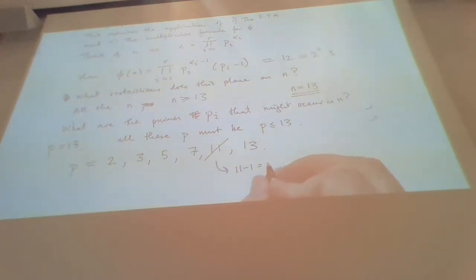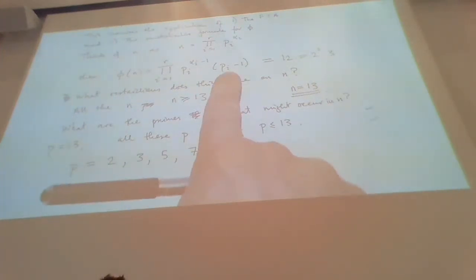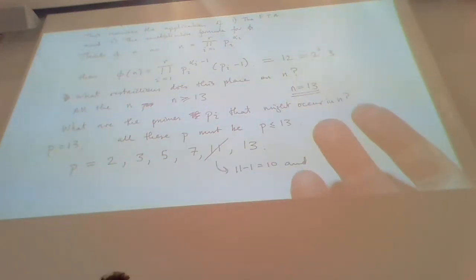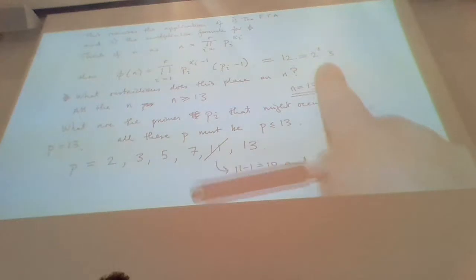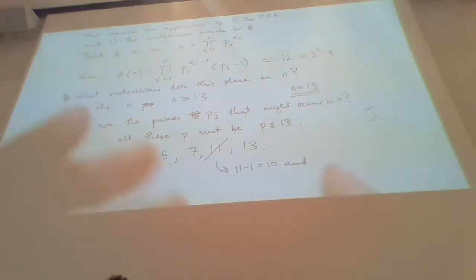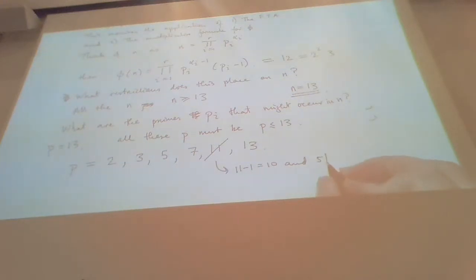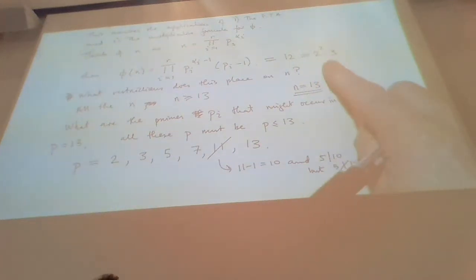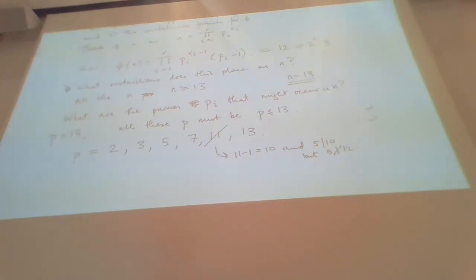Because 11 minus 1 equals 10, and that's going to have to be sitting here in a product that's equal to 12. Well, that's impossible. It's impossible because it's got a 5 in it, doesn't it? 5 is a prime dividing 10, but 5 does not divide 12. We don't see it in the prime factorization over here. So all these times, we're using the fundamental theorem of arithmetic to justify it. So 5 divides 10, but 5 does not divide 12, because 12 is 2 2s and 3. So 11 is disqualified from appearing.